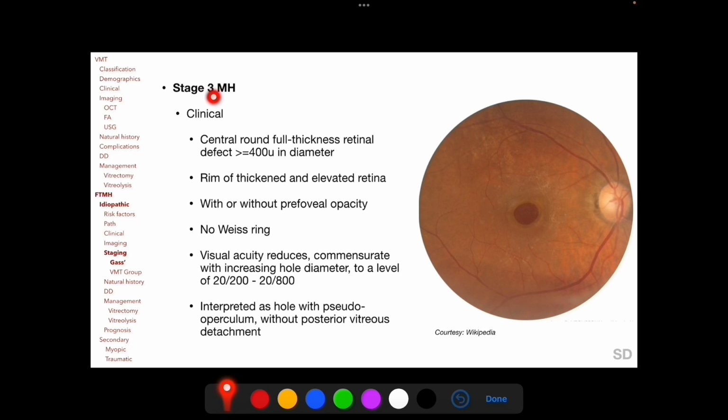Stage 3 macular hole clinically appears as a central round full thickness retinal defect 400 micron or more in diameter with a rim of thickened and elevated retina, as we have discussed previously, but without a Weiss ring in front of the optic disc. The visual acuity reduces further in Stage 3 macular hole, commensurate with increasing hole diameter, to the range of 20/200 to 20/800.